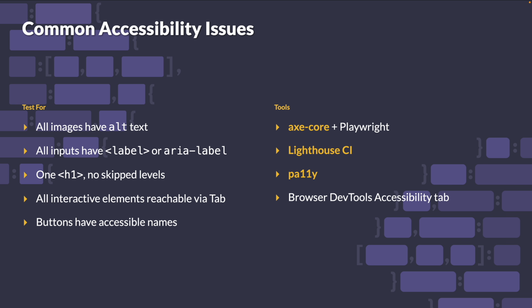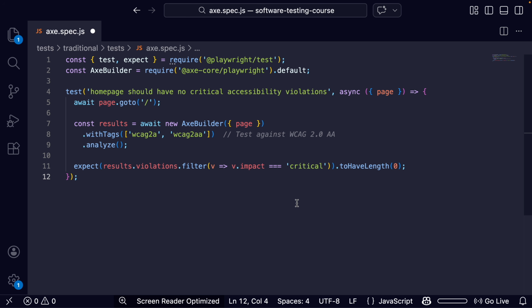For more comprehensive accessibility testing, you can use tools like AxeCore with Playwright. It automatically scans for WCAG violations. You can use Lighthouse CI, which is Google's accessibility auditing tool, Pa11y, which is a command line accessibility testing tool. Here's just a quick example of using Axe Core with Playwright. This single test checks for dozens of accessibility issues automatically.